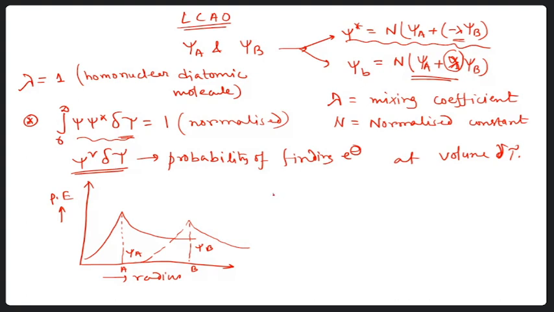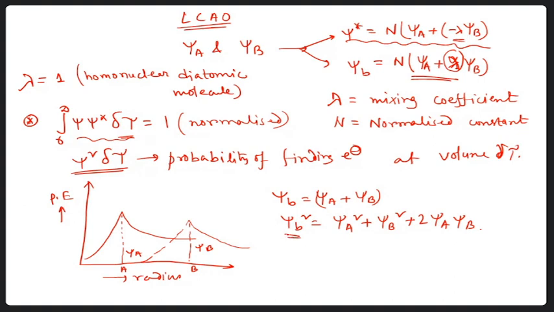We can see that when bonding is formed, psi B equals psi A plus psi B for a homonuclear diatomic molecule. Now psi B square equals psi A square plus psi B square plus 2 psi A psi B. Why do we take psi B square? Because psi has no meaning, only psi square has the meaning. That's why you have to draw.